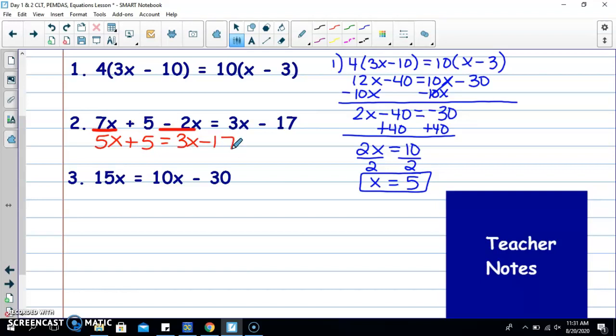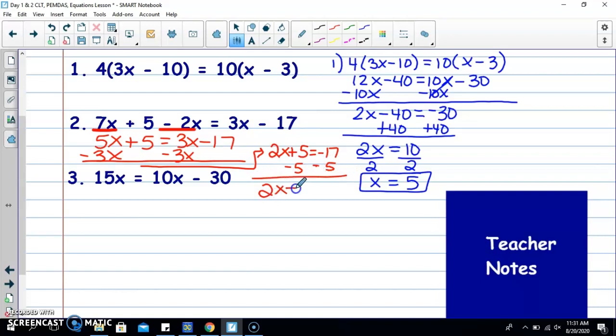Now if you notice, the 7 and the negative 2x, they are on the same side, so I do not have to change the signs. I combine them as is. The rest of those over here. Number 2, you should have come up with x equal to negative 11.